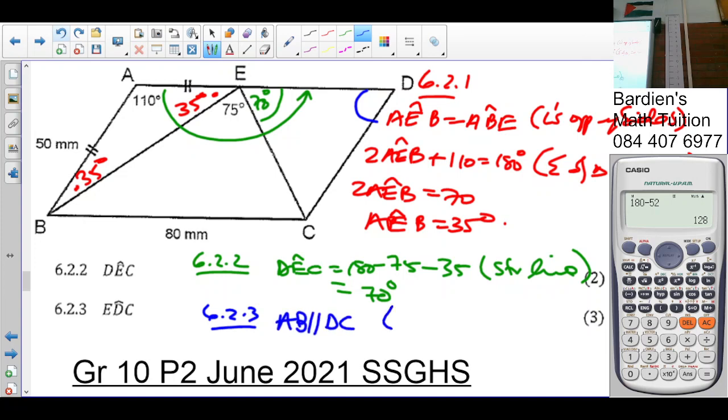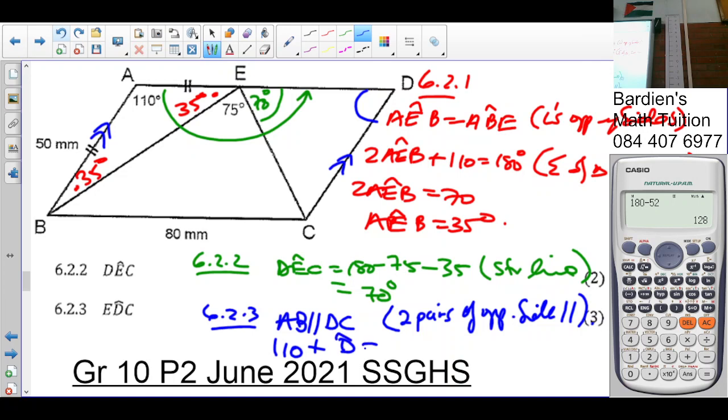Because it's given that this is a parallelogram. So two pairs of opposite sides are parallel. So now I can fill in that. Now we're going to say that 110 degrees plus angle D is equal to 180. Why? Co-interior angles with AB being parallel to DC.